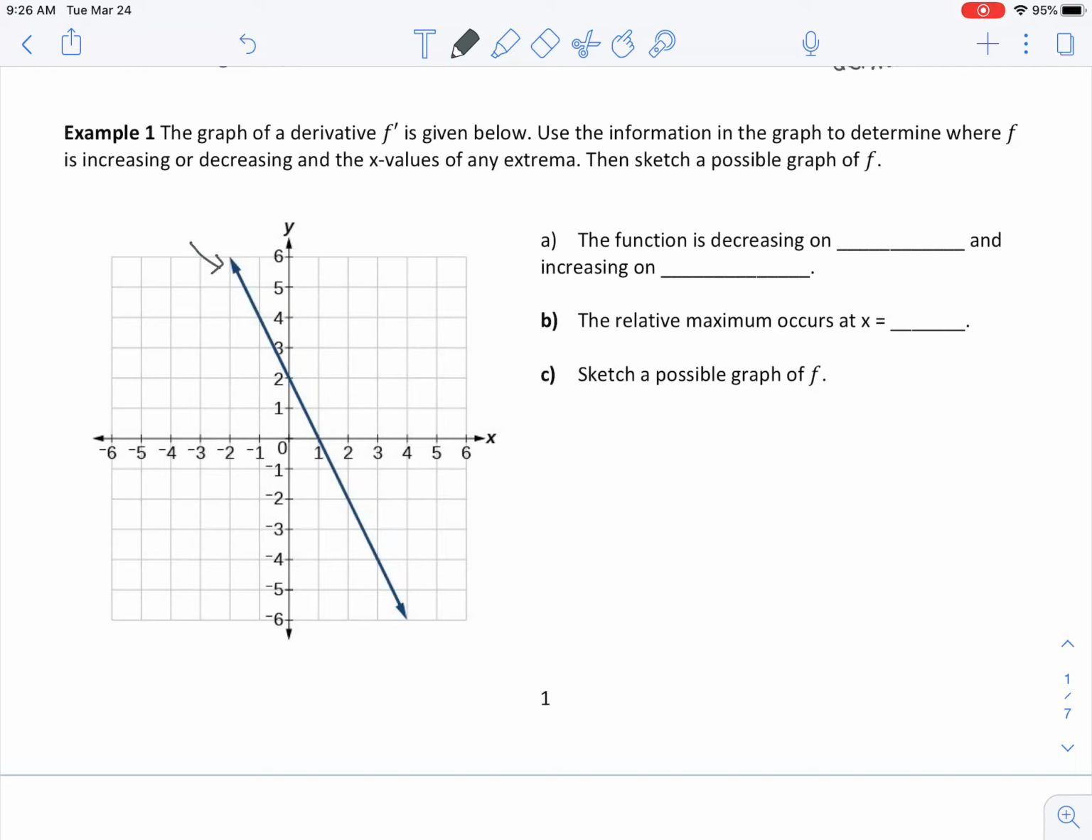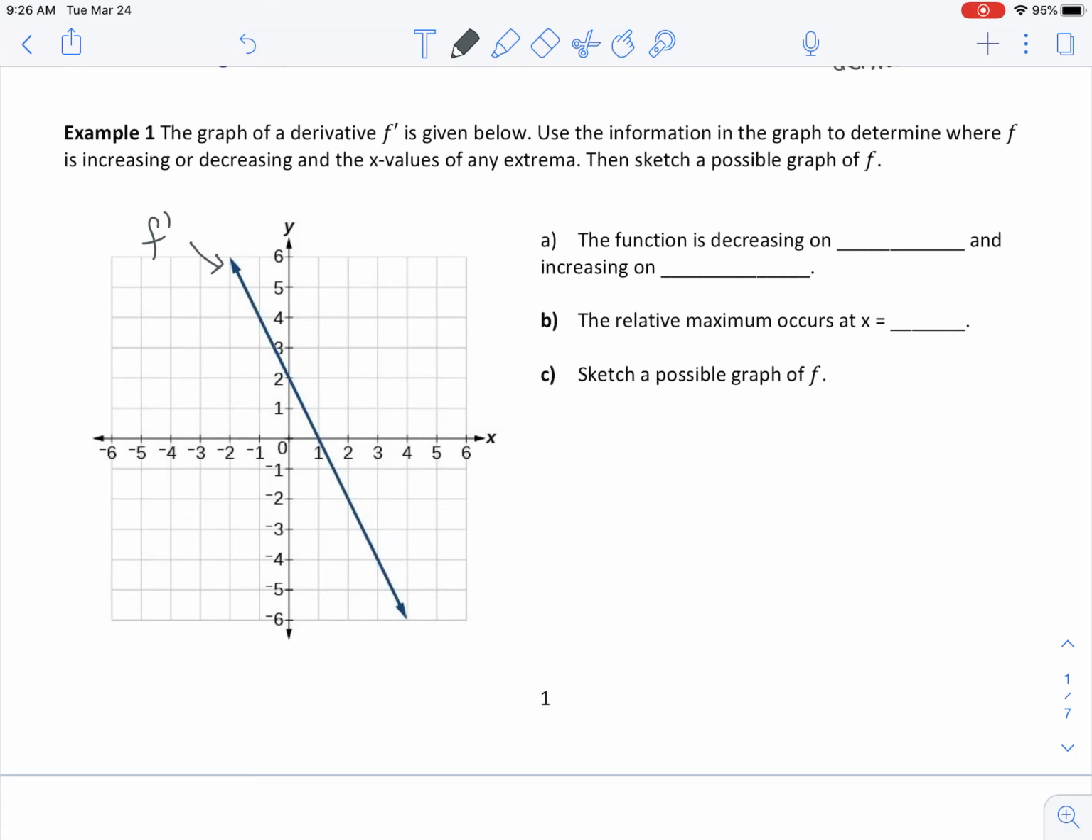Example 1, the graph of the derivative f prime is given. Guys, this is not our f function, this is the derivative. Look, this is a linear function, so we're thinking that the original f of x is probably like a quadratic function. Use the information in the graph to determine where f is increasing or decreasing, and the x values of any extrema, then sketch a possible graph of f.